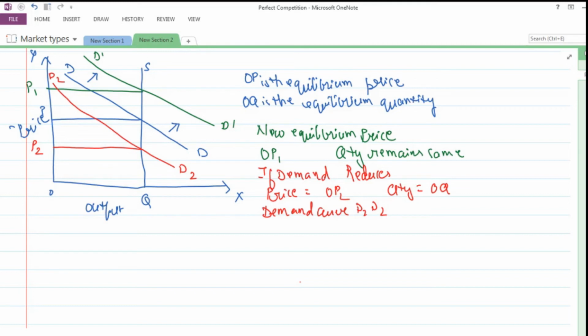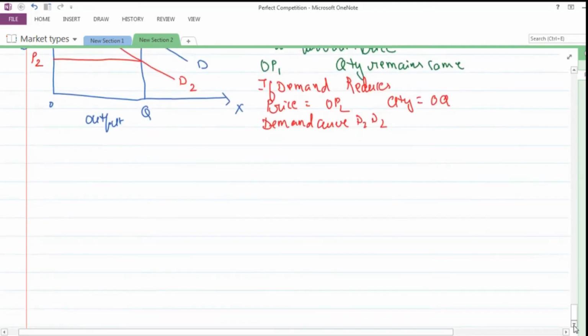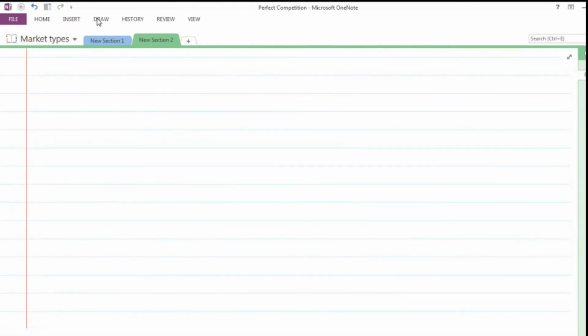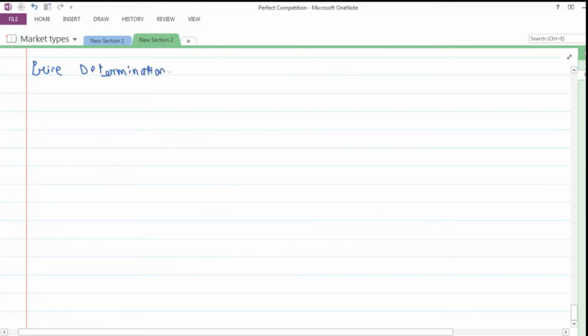So let's see what this means with the help of a diagram. So price determination for durable commodities.